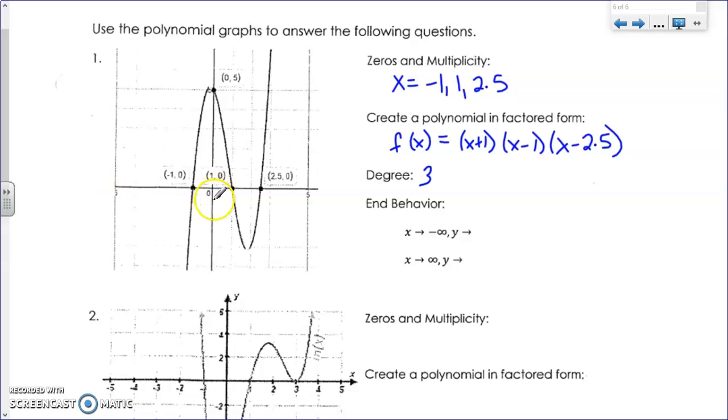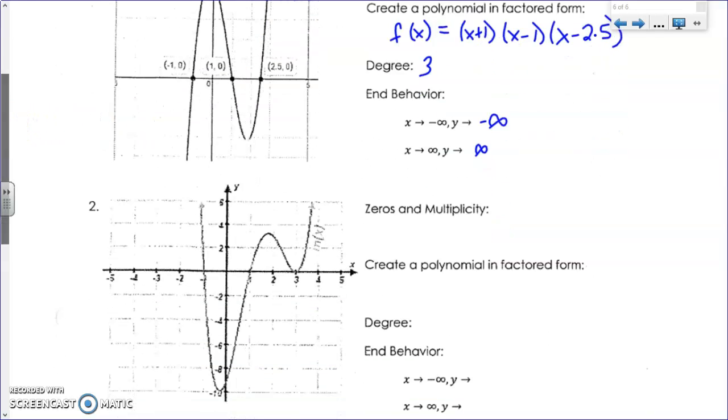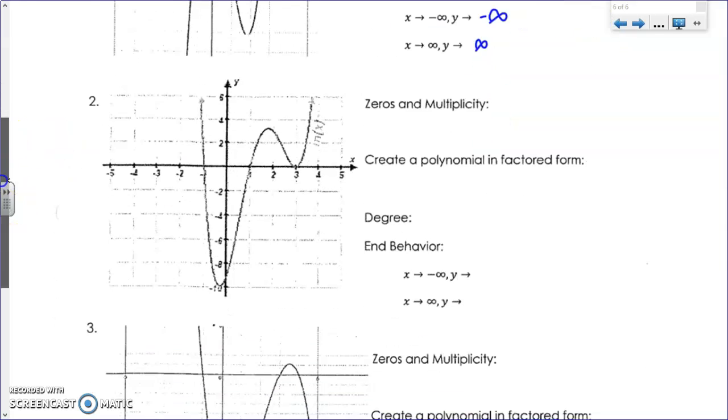As x goes to negative infinity, the graph goes to negative infinity for y. As x goes to positive, it goes to positive infinity. Now, this a, you're going to have to read from the graph. If it's going up, the leading coefficient is positive because it ends up. So you got to check that. Okay, guys? So make sure you're checking. All right, 2 more and we are done.